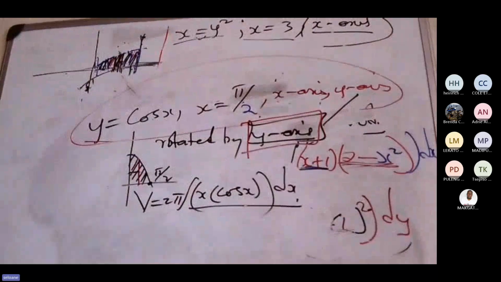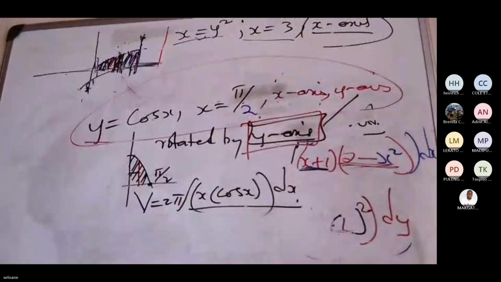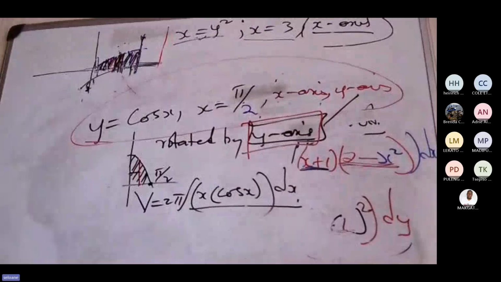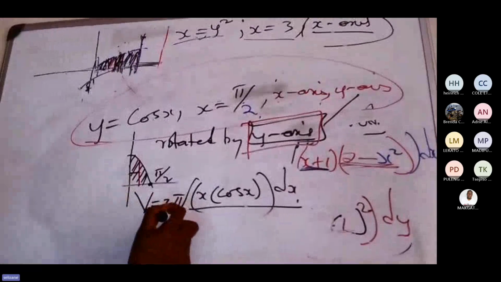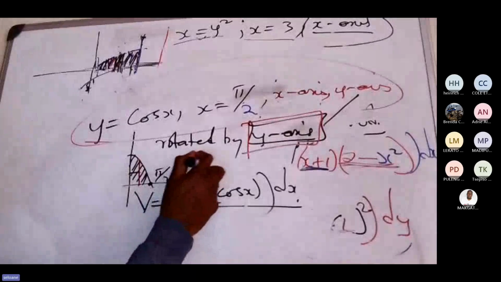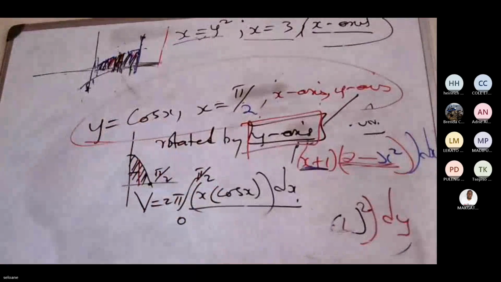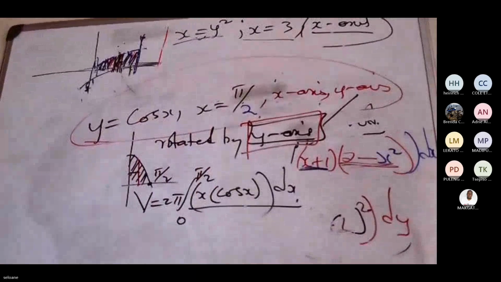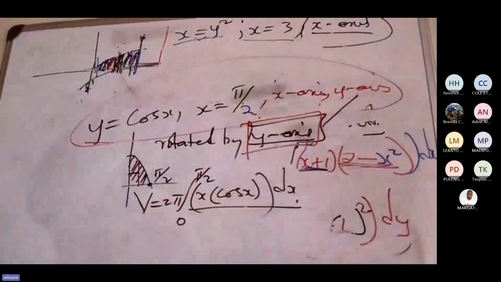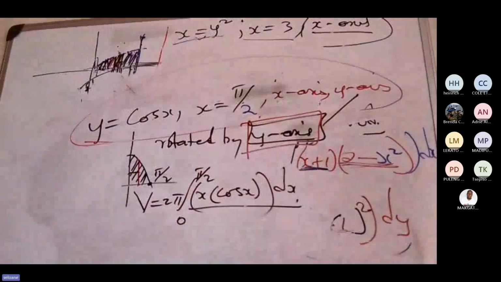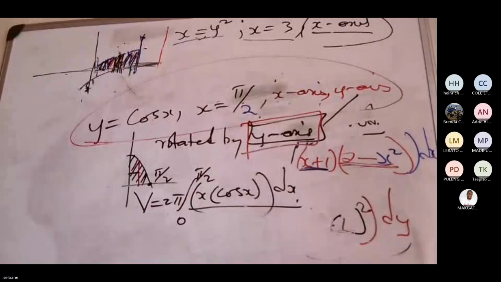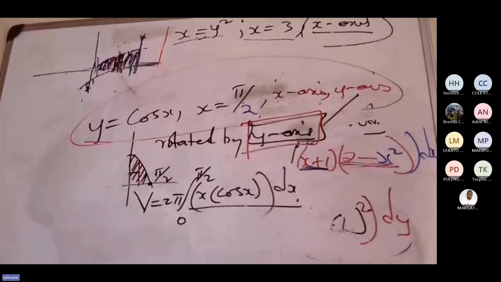Which technique? Where x runs from 0 up to pi over 2. Which method to integrate x cos x? It will be by parts. Yes, it's by parts.